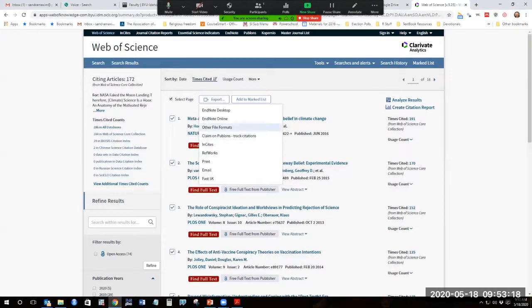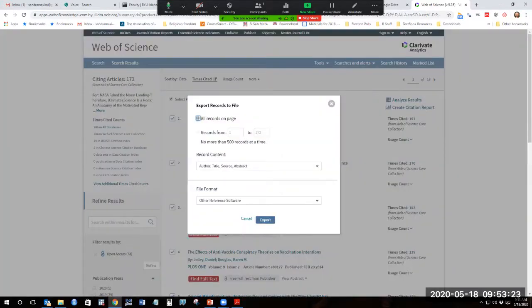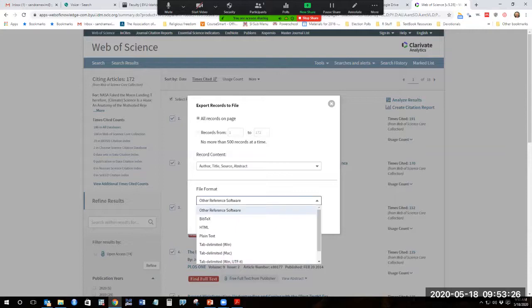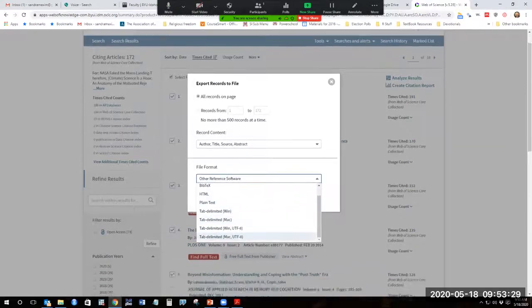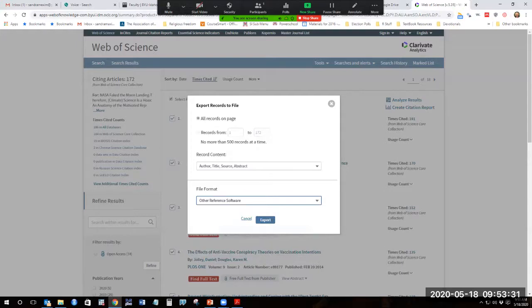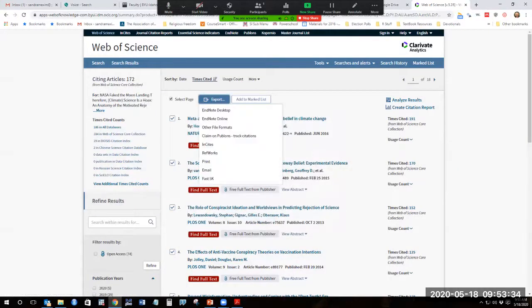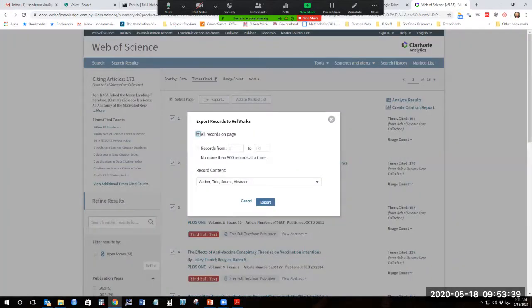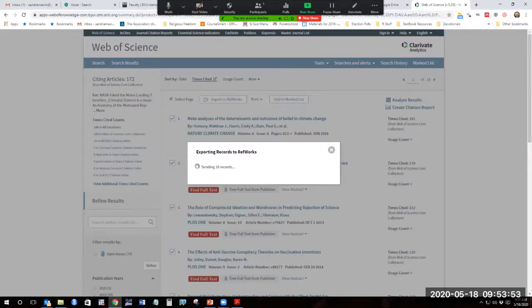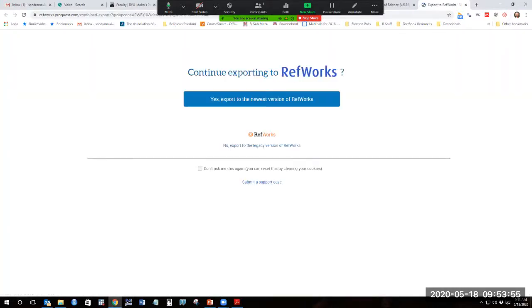Then what I can do is I can export all of these, and if I do it to other file formats and I choose RIS, other reference, okay, so let's see. Export, not EndNote. I think RefWorks might work. Let's just see. Look at that. I could export all 172. I could export everybody that cited that one article. I could export all of them. Oh, but I guess it just lets me do one page at a time. Whatever, that's 10, right? And then I say send it over to RefWorks.